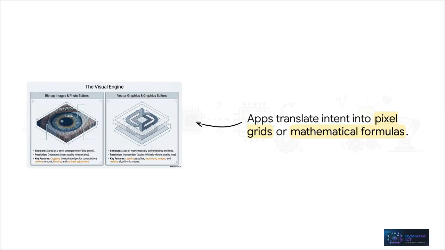It's incredibly detailed, sure, but it loses quality if you scale it up. On the flip side, we have vector graphics. With vectors, your clicks are generating mathematically defined points and lines. You can scale a vector graphic infinitely, and I mean infinitely, without losing a single drop of quality. So the app translates your artistic intent into either a pixel grid or a mathematical formula, all getting ready to hand off to the OS.